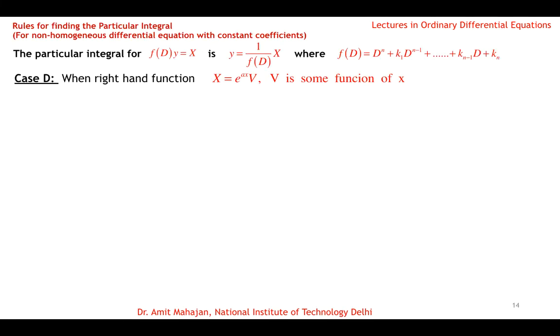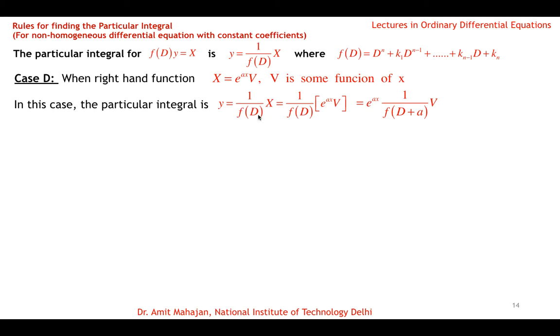Say one more case, which is the fourth case now. We have done exponential, trigonometric, polynomial. Now the fourth case is when you have a product. So when the right hand side function capital X is a product of two functions, out of which one is exponential and the other is any function of x. This case is also simple. In this case, the particular integral is 1 over operator on x, and capital X is e power ax into v. So it is 1 by operator on this product, and it says that we can take the exponential outside.